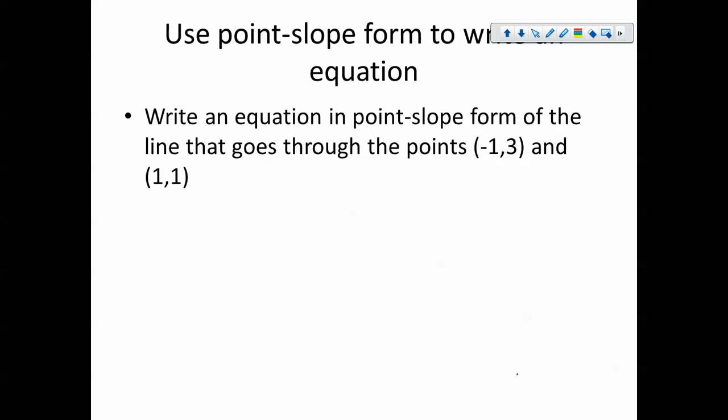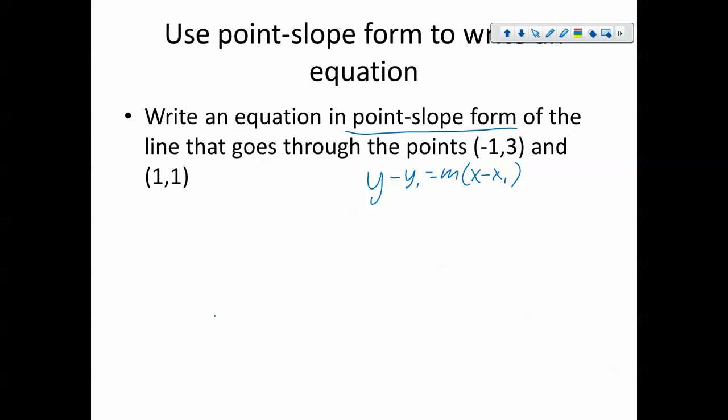I have one last example for you today. We are going to take 2 points and find an equation in point-slope form. So write an equation in point-slope form with a line that goes through the points -1, 3 and 1, 1. So recall again, y minus y1 equals m times x minus x1.